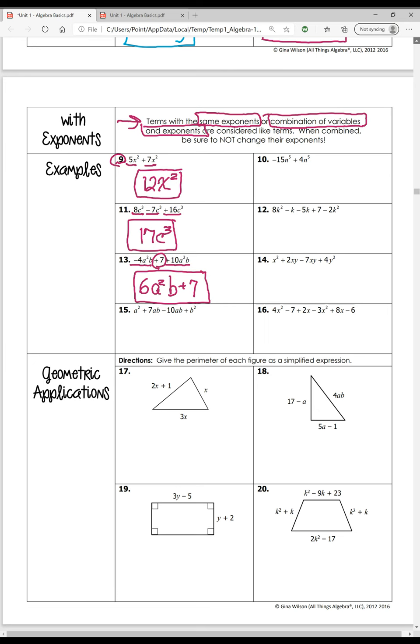And number 15, we have an a squared. And that's all we have. It's on its own. So we'll just write that down. We're done with the a squared.